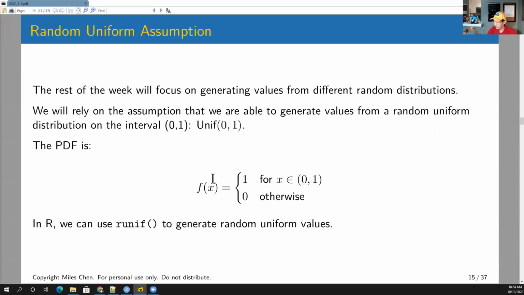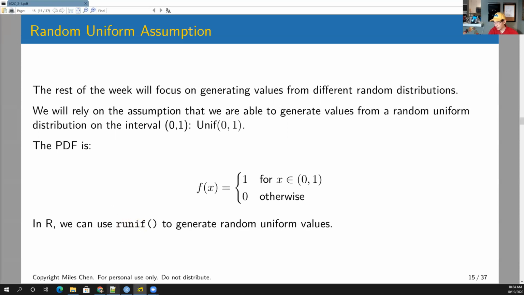The uniform distribution's PDF is 1 from 0 to 1, and it's 0 everywhere else. So it goes 0, then from 0 to 1 it's 1, and then beyond 1 it's back down to 0. It's very easy to get random uniform numbers, and you can do runif.